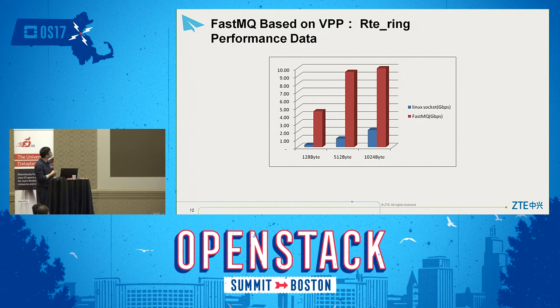Here we have the performance data for the original Linux socket and the DPDK VPP based solution. For 128 bytes, the Linux socket performance is poor. But for VPP based, it's almost 4 giga. All the data is tested under the 10 gig adapter.